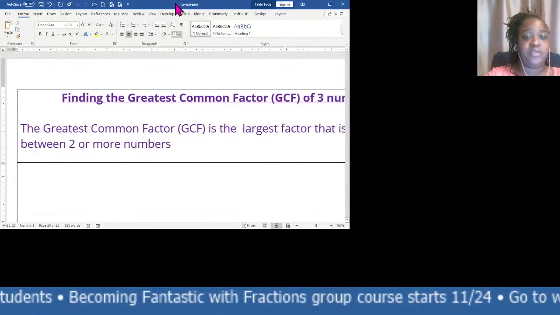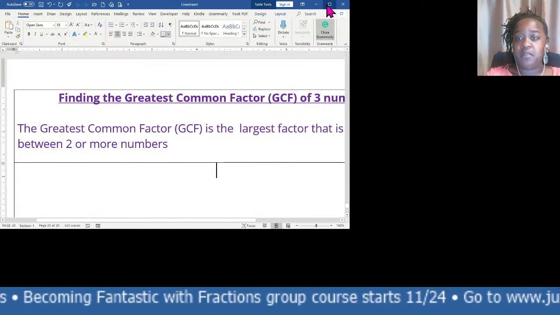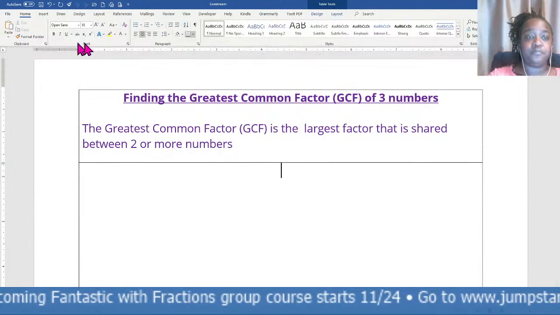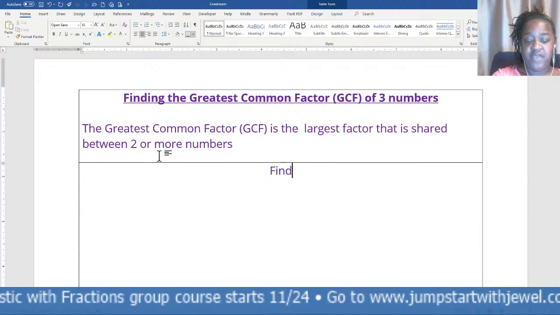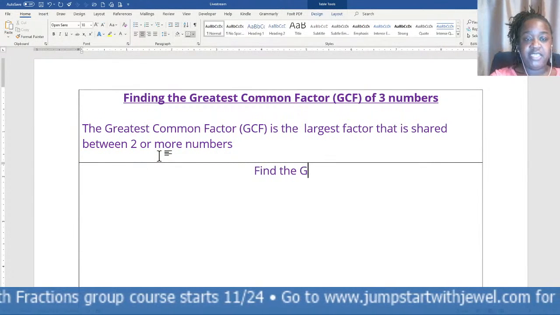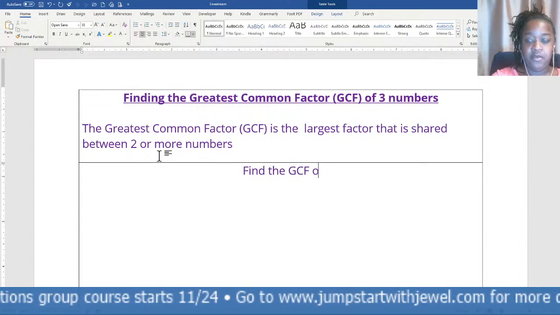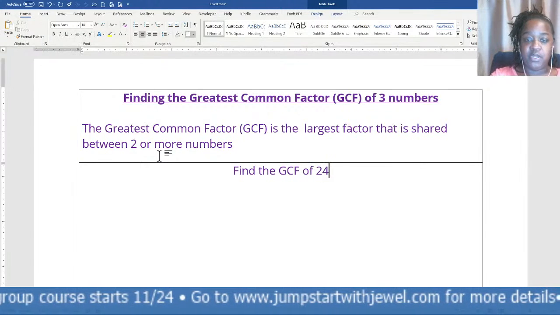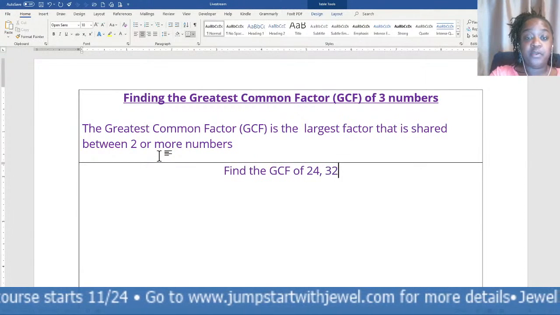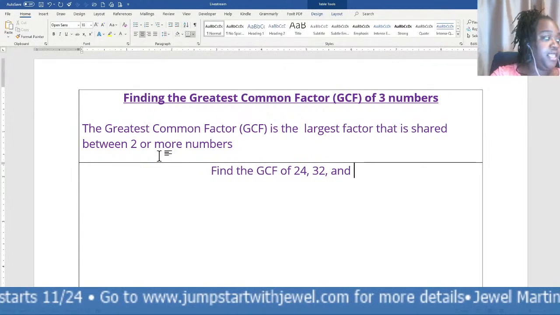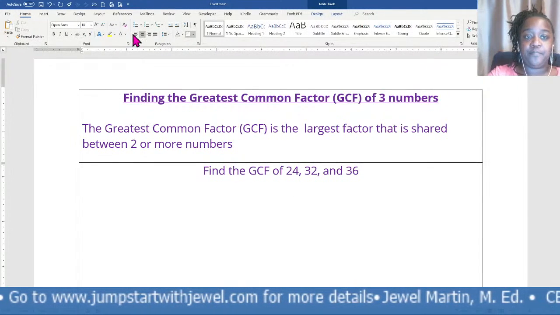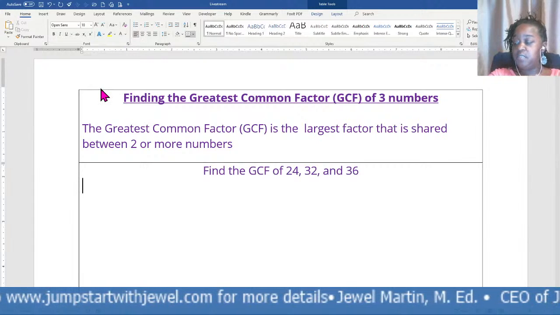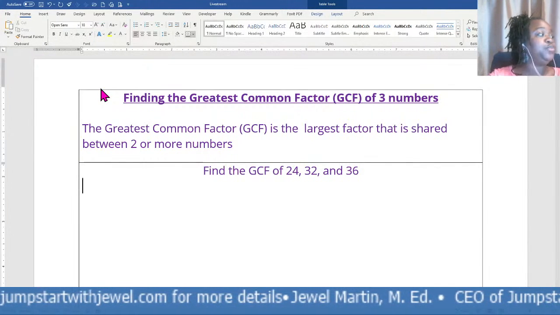Let me move this screen over. Make it larger. Here we go. So the first thing we're going to do, let me just put it here. We're going to find the GCF of these 3 numbers: 24, 32, and 36. Okay. So the first thing you can do is list them.